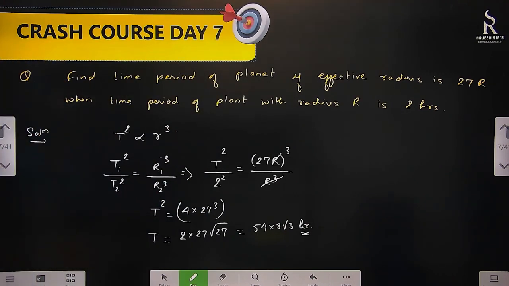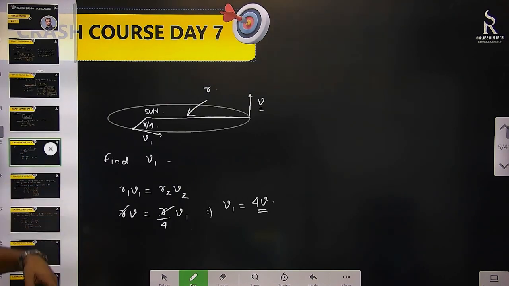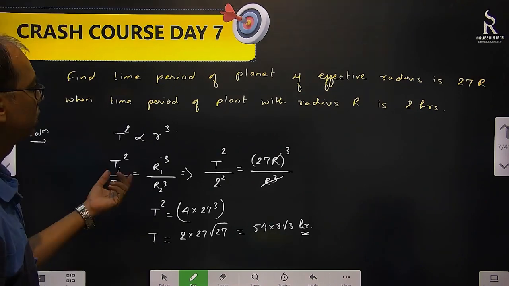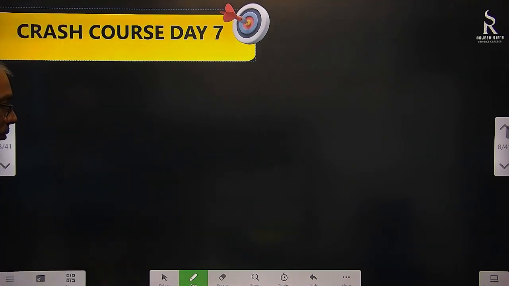So like this, questions will be coming to you in the form of Kepler's law. Already I told you the conclusion of the second law, V1 R1 equal to V2 R2. You can solve a question on that also. We have done it already. So either it will be on V1 R1 equal to V2 R2 or on T square proportional to R cube. Okay, let's move ahead then.